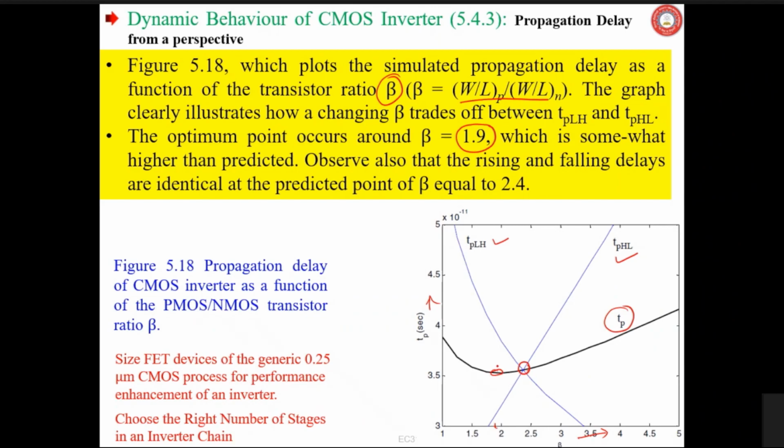The graph clearly illustrates how a changing beta trades off between TPLH and TPHL. The optimum point occurs around beta equals 1.9, possibly here, which is somewhat higher than predicted. Observe also that the rising and falling delays are identical at the predicted point of beta equals 2.4. I hope it is understood.